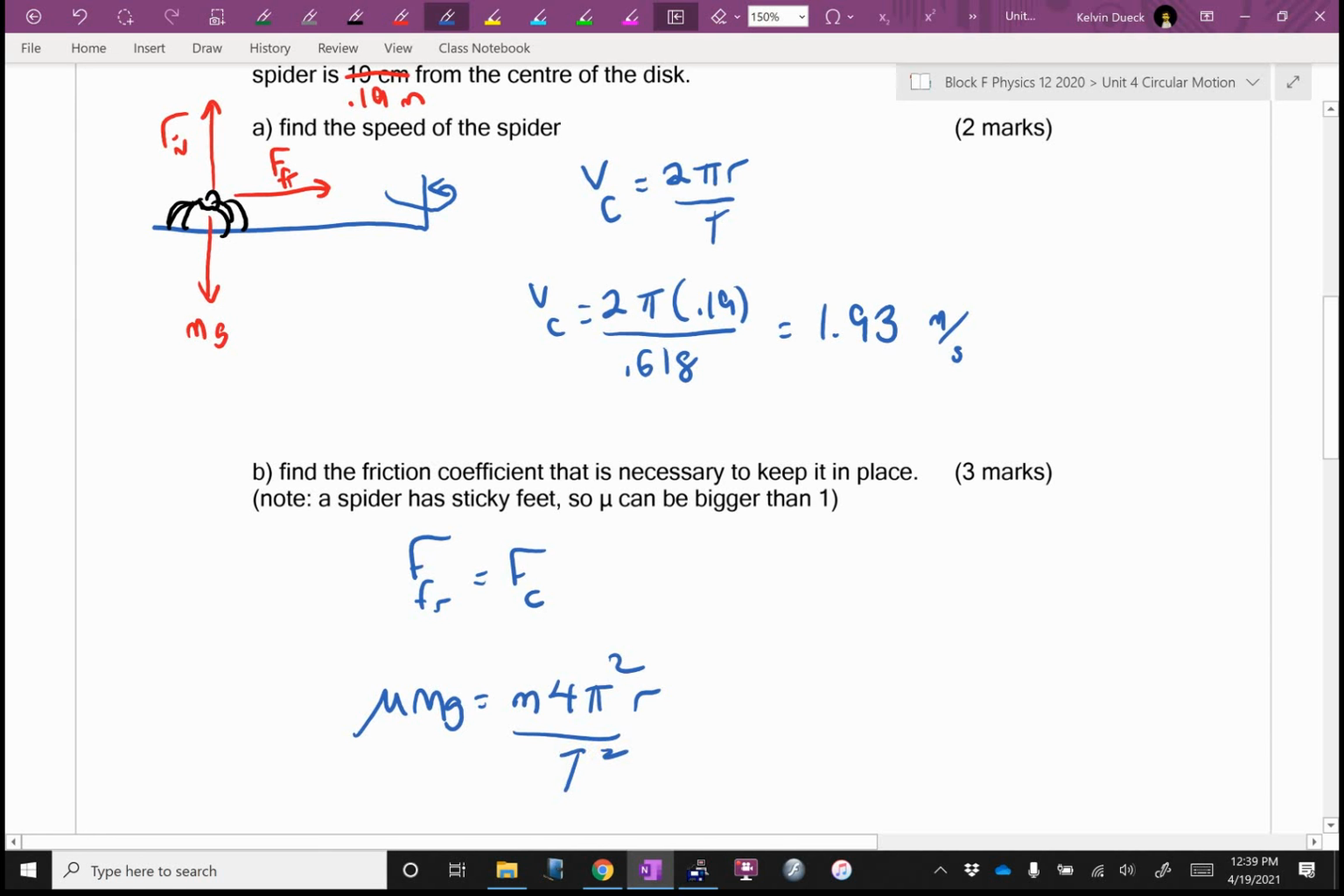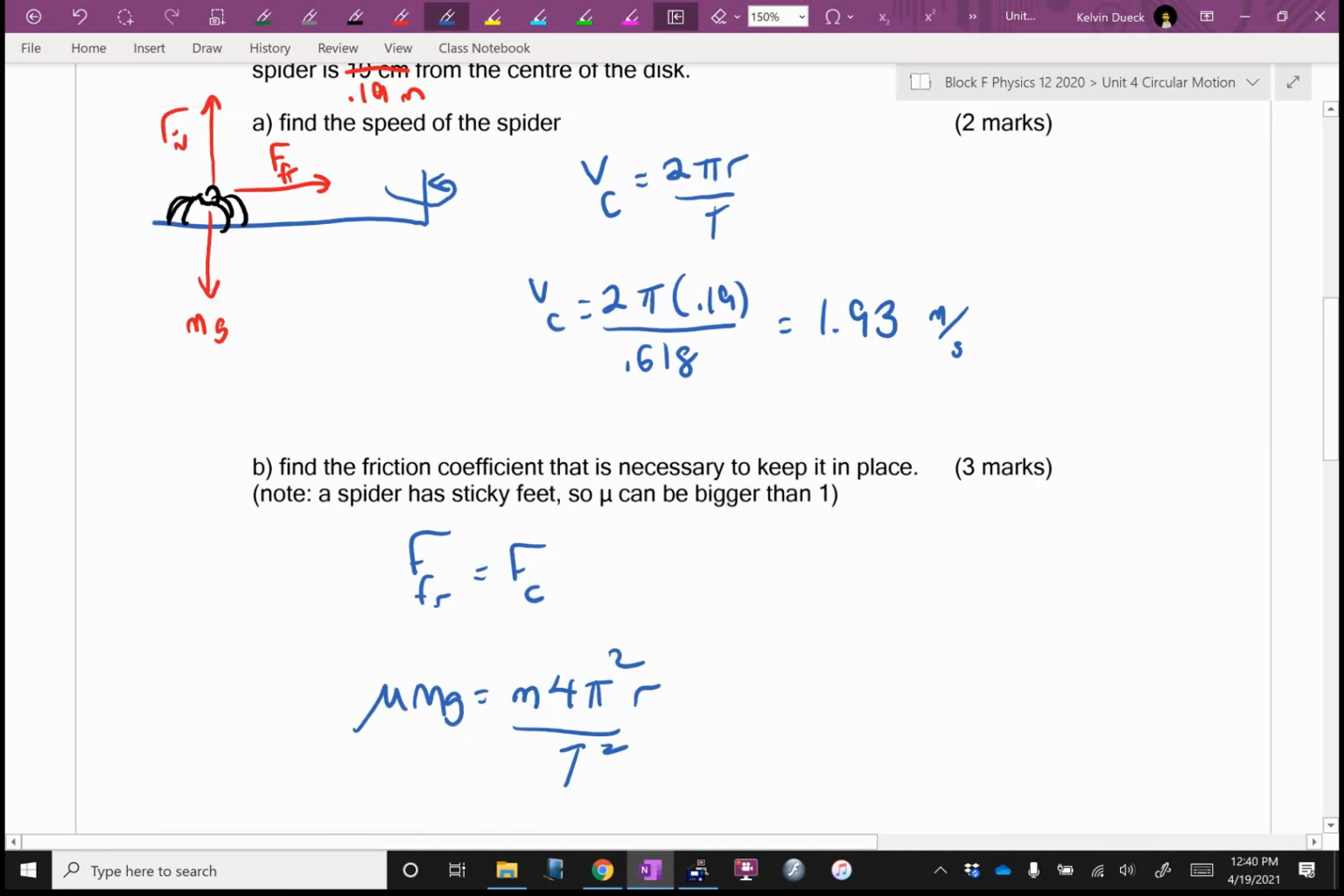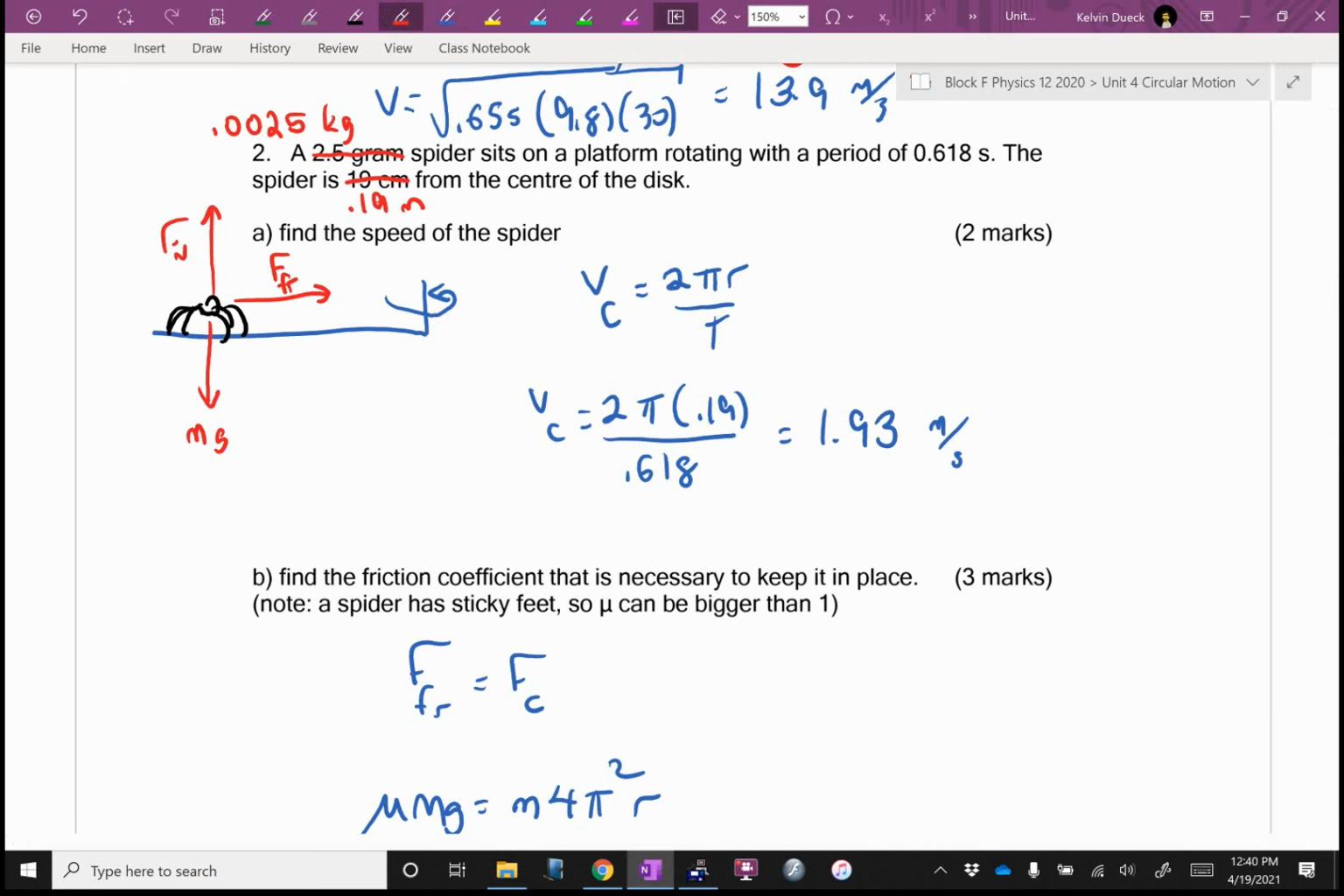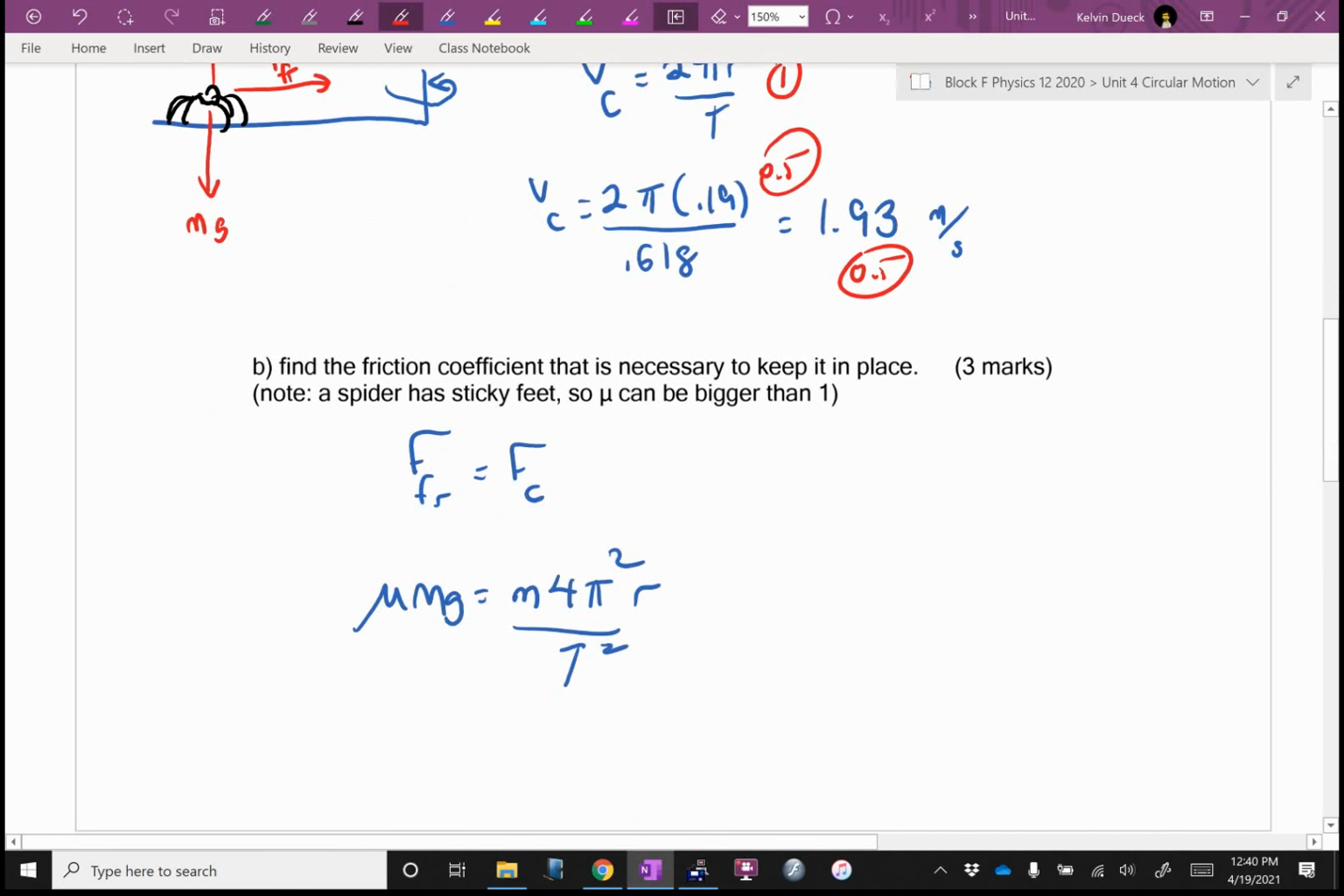Because you found v in part A, you could also have used v squared over r. The only issue there is you'd be using an answer to find an answer, and so I'm going to hedge my bets and use the other one. But regardless, you'll get full marks. Oh, by the way, in the previous one, I would probably go 1 mark for the equation, half mark for the numbers, half mark for the answer. Little m cancels, so they didn't need to give me the mass of the spider. We want to get the mu by itself. I guess I would just divide by g.